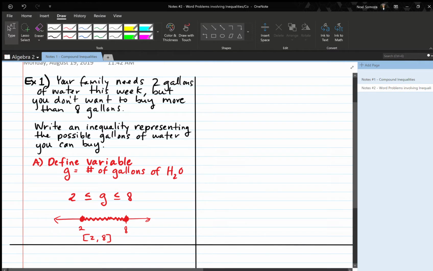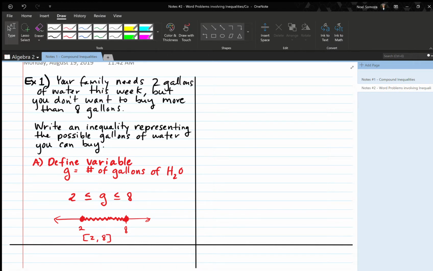Right, pretty simple, right? So this is kind of a baby one in this case, all right? You have a max, you have a min, and then my variable is just the number of gallons of water I can buy. Okay, there's nothing really special about it. Okay, here we go. Let's take a look at example number 2 now.